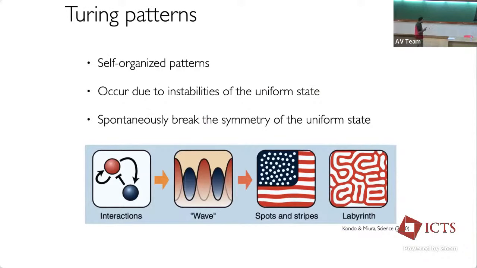So these are self-organized patterns in the sense that you don't need external non-autonomous input from the surroundings. And these occur due to instabilities of the homogeneous state. They spontaneously break the translational and rotational symmetry of the uniform state. So you can get waves and spots and stripes and labyrinths and so on.